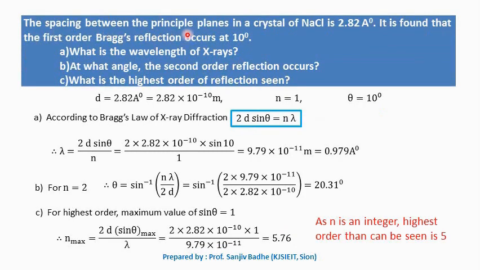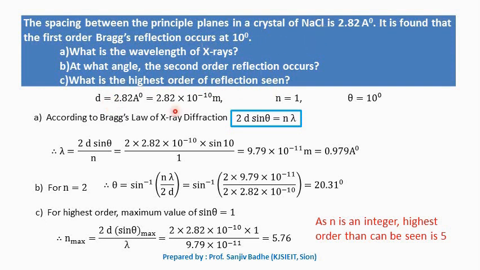The spacing between principal planes in a crystal of NaCl is 2.82 angstroms. It is found that the first order Bragg's reflection occurs at 10 degrees. What is the wavelength of X-rays? At what angle does second order reflection occur? And what is the highest order of reflection that can be seen? So here three questions are asked.